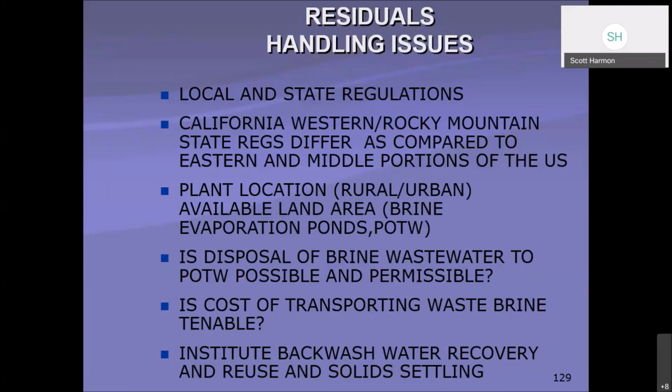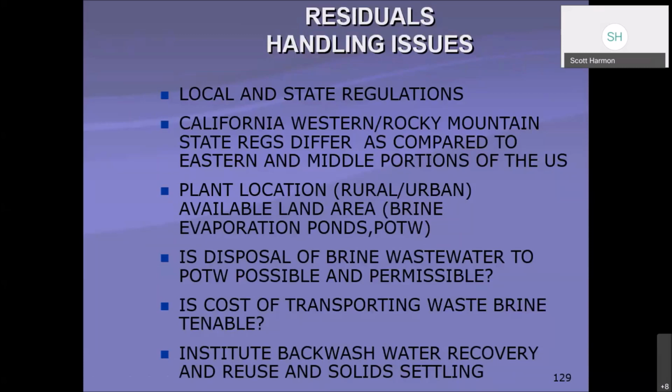California, Western Rocky Mountain state regs differ as compared to eastern and middle portions of the U.S. And again, out that way, California and the Southwest, they have all kinds of happy little things they're treating for, like uranium and arsenic. Lots of issues in and around mining areas and areas that had previously been mined that they deal with all the time. Get plant location.